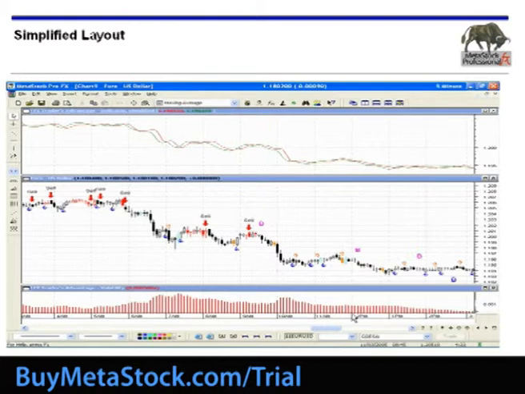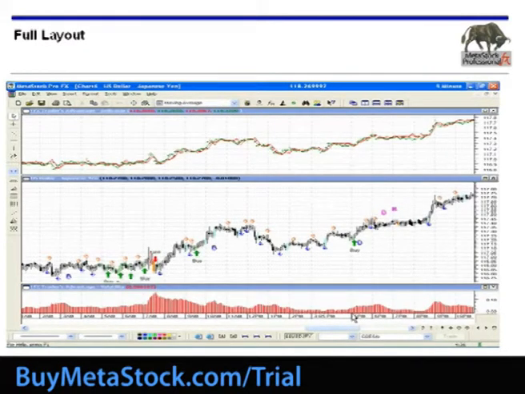We're going to now go to the full layout, and notice the upper window has dots on it now. You also see the trend of the particular chart we're looking at is far different from the trend we were looking at on the previous chart. But other than that, the windows look very similar.